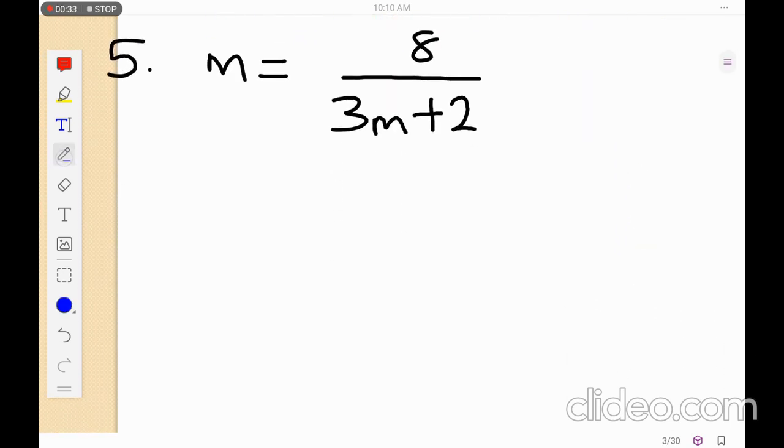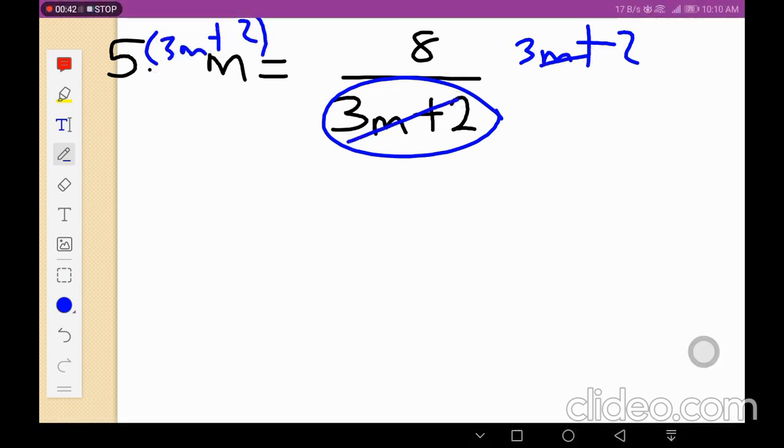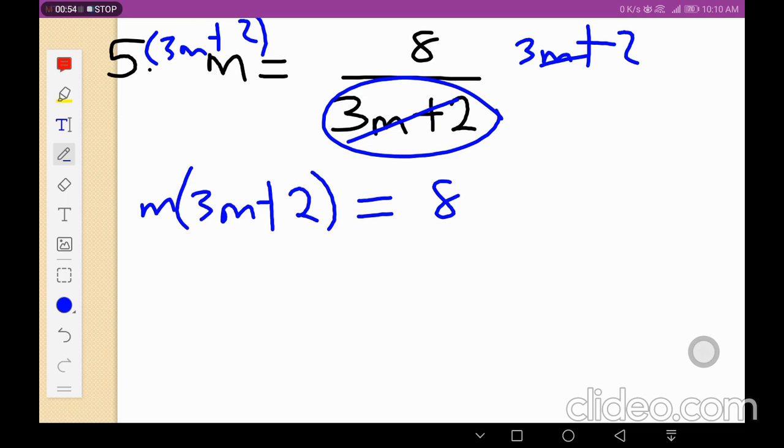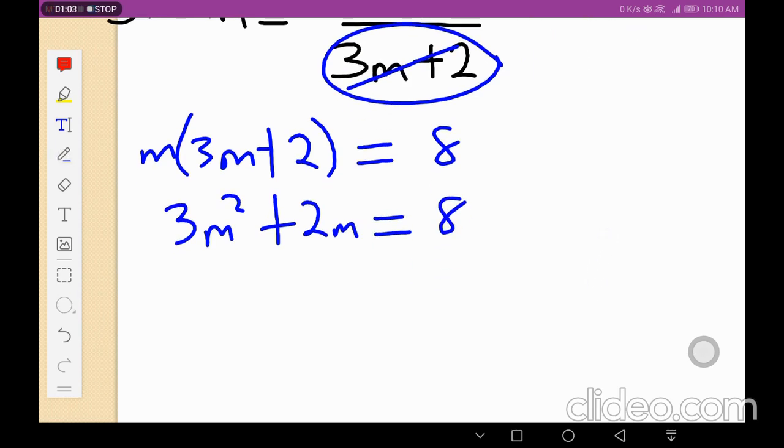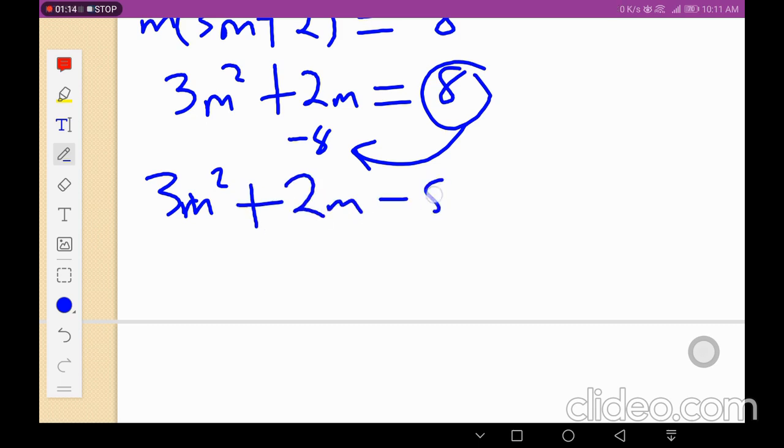For this one, I can multiply both sides by 3m plus 2. This side they cancel off each other and we will remain with m times 3m plus 2 is equal to 8. Let's remove the brackets and see what we get. Here we have 3m squared plus 2m is equal to 8. I can take this 8 to the other side and it becomes minus 8. So I'll have 3m squared plus 2m minus 8 is equal to 0.